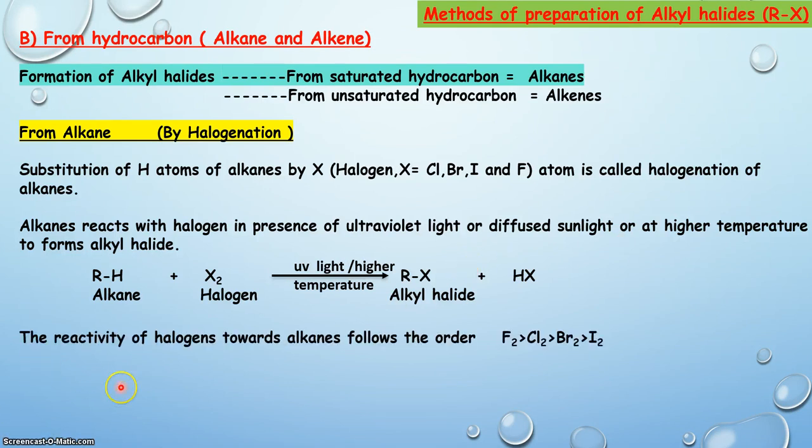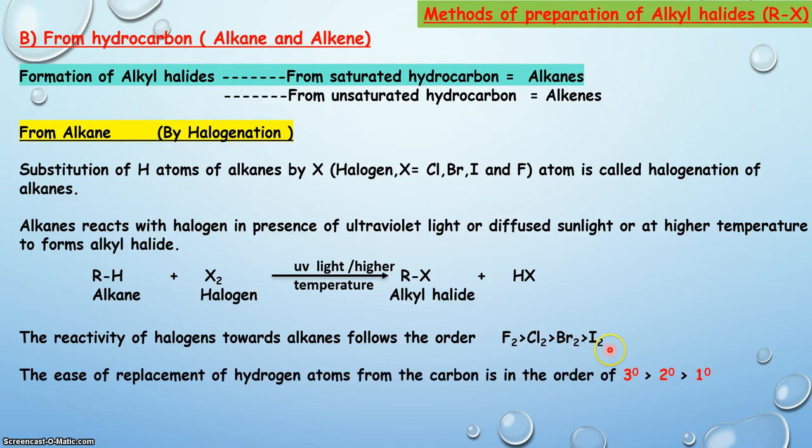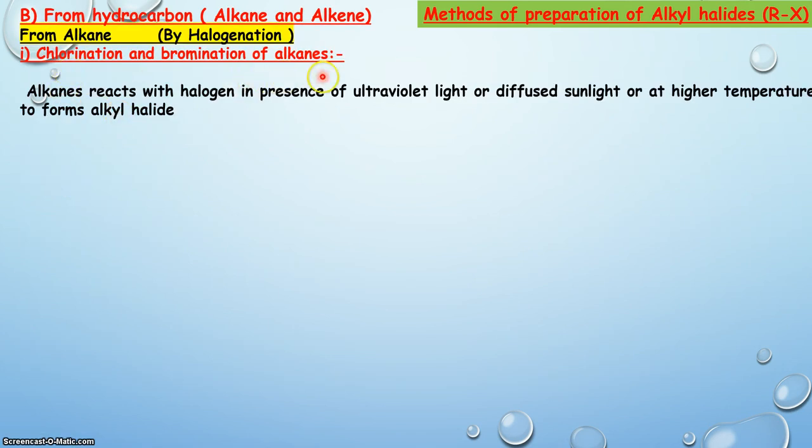Let us see the reactivity of halogen towards the alkane, and the order is F2 is more reactive than Cl2, which is more reactive than Br2, and the least reactive is iodine. Here the ease of replacement of hydrogen atom from the carbon is in the order of tertiary is greater than secondary, which is greater than primary. As this halogenation may be a chlorination, bromination or iodination, let us talk about chlorination and bromination of alkane. Chlorination and bromination of alkanes.